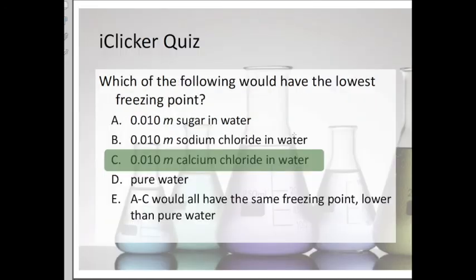So we have a quick iClicker quiz just to make sure that we understand the influence of the Van't Hoff factor. If we look at sugar, we know that the Van't Hoff factor would be 1 because it doesn't dissociate when it dissolves in water. Sodium chloride, on the other hand, would create 0.02 molal of ions in water because the sodium and chloride dissociate. And calcium chloride would make a 0.03 molal solution because it separates into a calcium ion and 2 chloride ions.